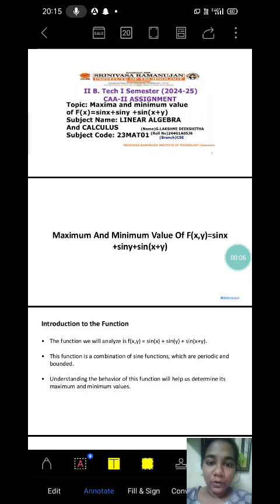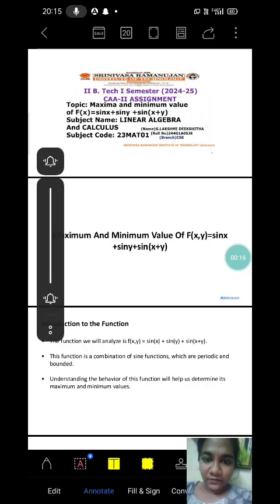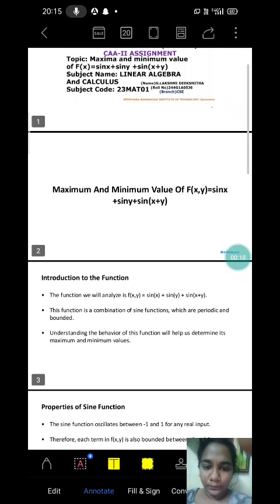I am here to explain my topic. The topic is to find the maximum and minimum value. I am from the Computer Science Department. My topic is to find the maximum and minimum value.